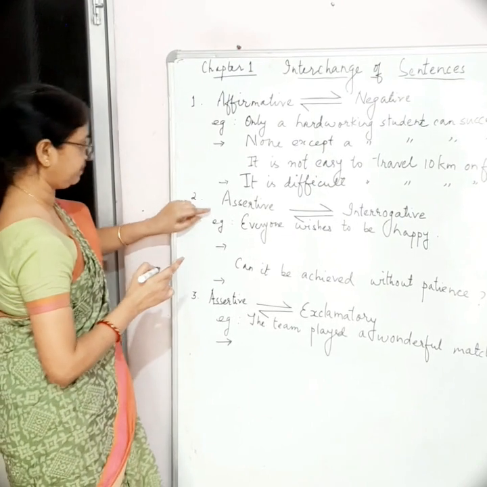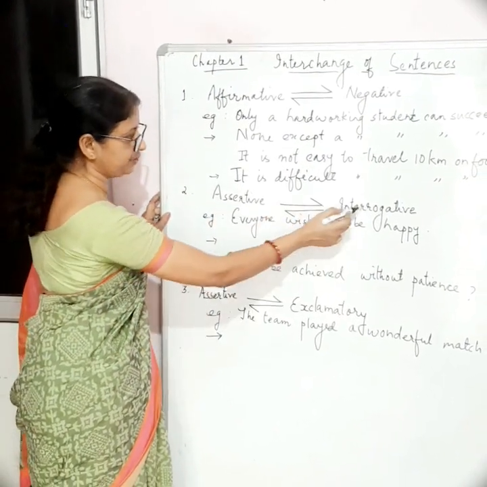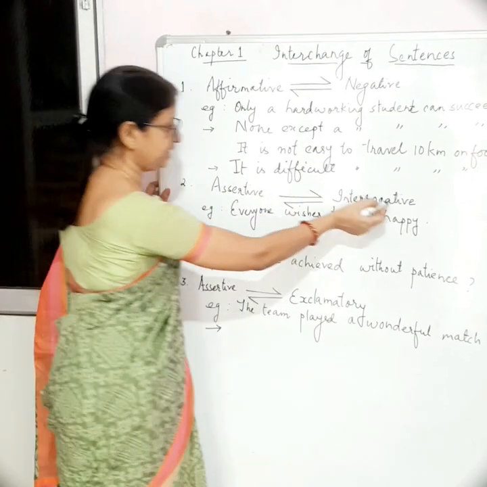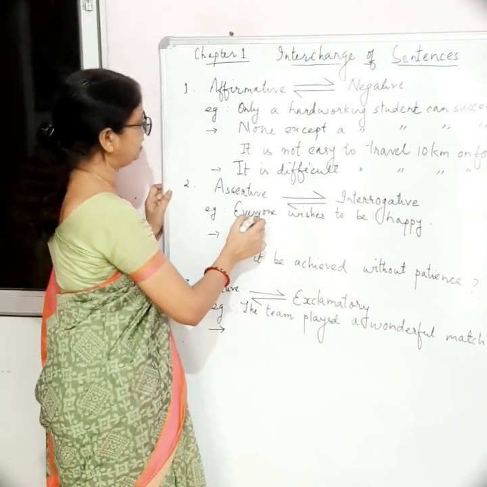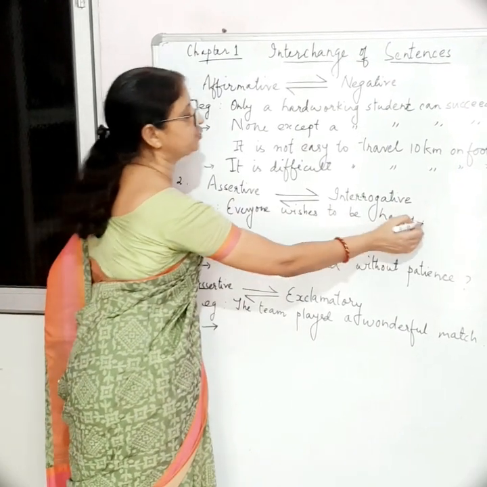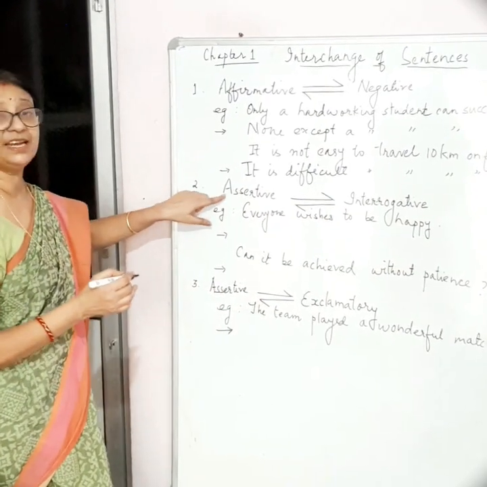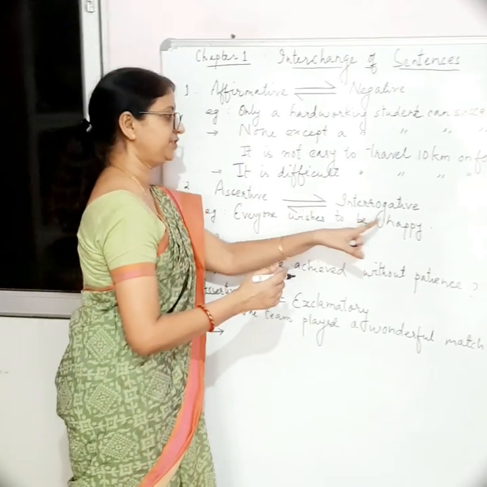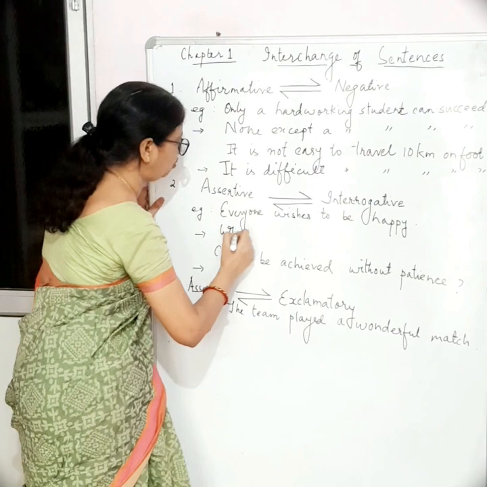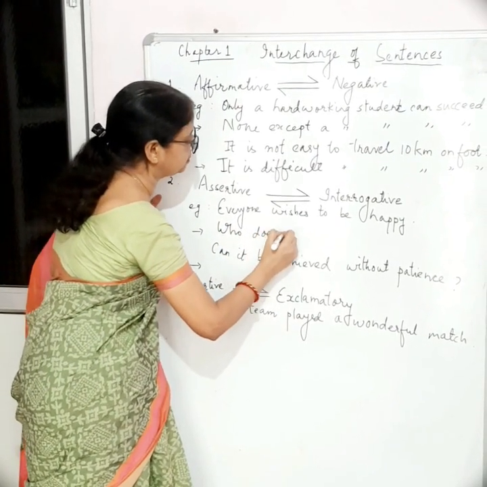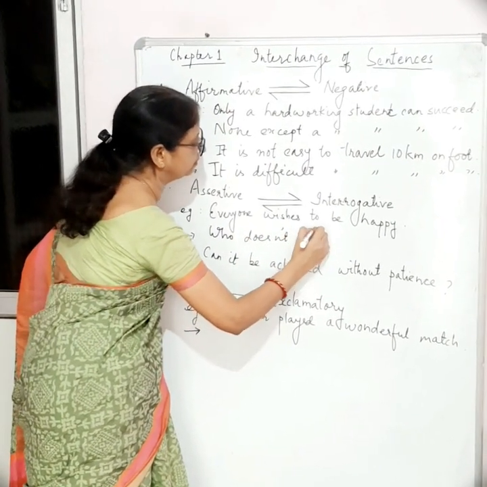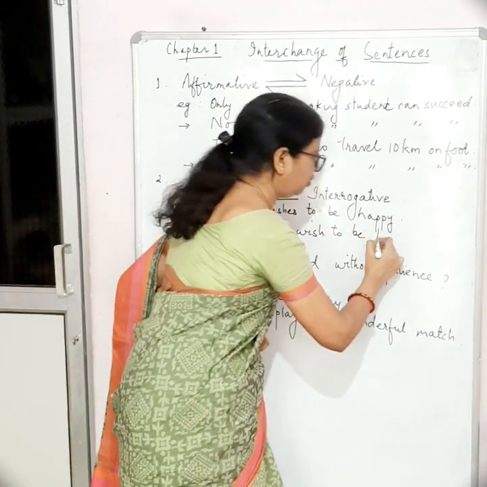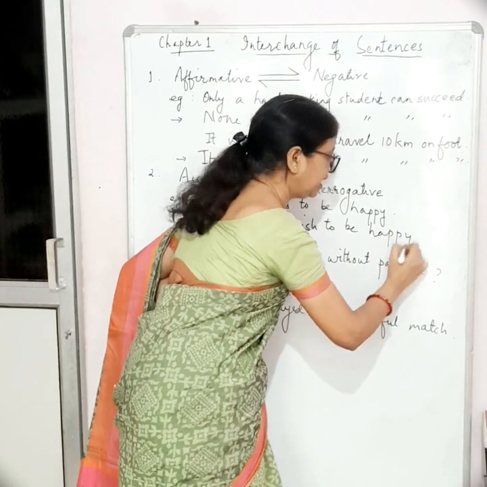Okay. Now see. Next one. Assertive to interrogative and vice versa. Assertive sentence is changed to interrogative. First example, see. Here I have written down. Everyone wishes to be happy. This is an assertive sentence or declarative sentence. Everyone wishes to be happy. Who doesn't wish to be happy?